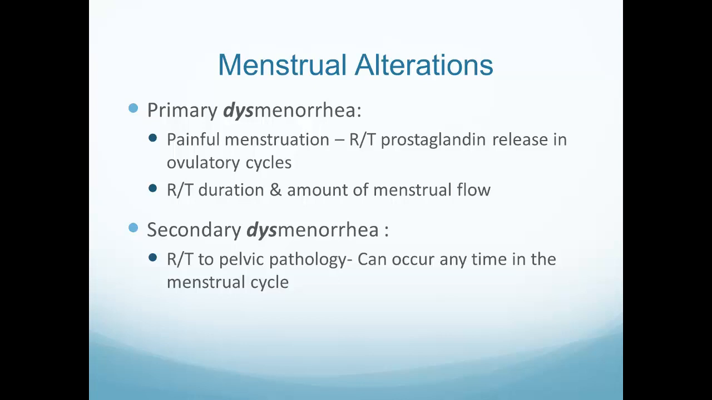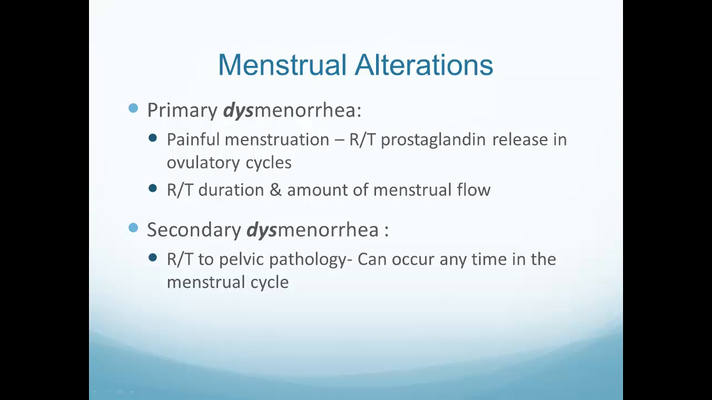Some menstrual alterations include dysmenorrhea, and that can be either primary or secondary. And dysmenorrhea, what the term means, is painful menstruation. That can be related to prostaglandin release during the ovarian cycle. So depending upon the amount of prostaglandin that is released will depend upon how much discomfort that patient may get. And it could also be related to the duration and amount of menstrual flow.